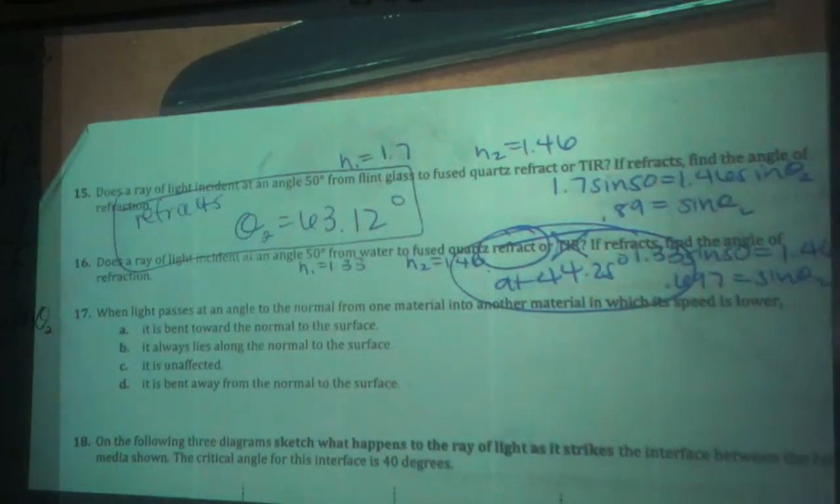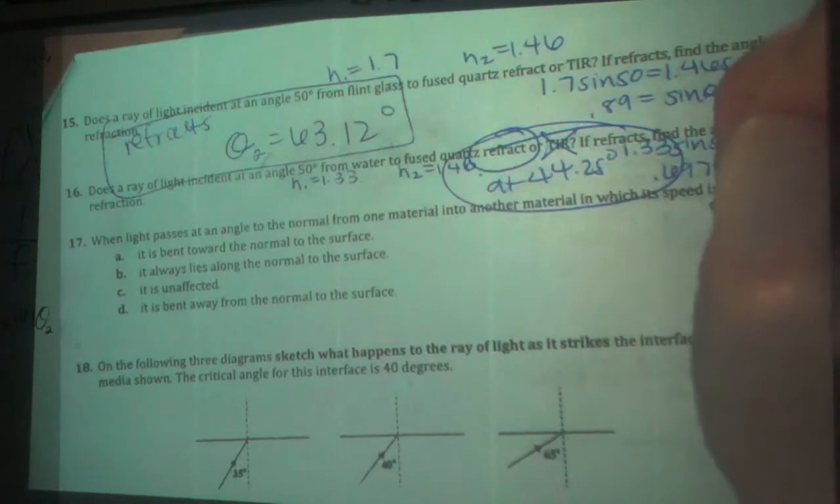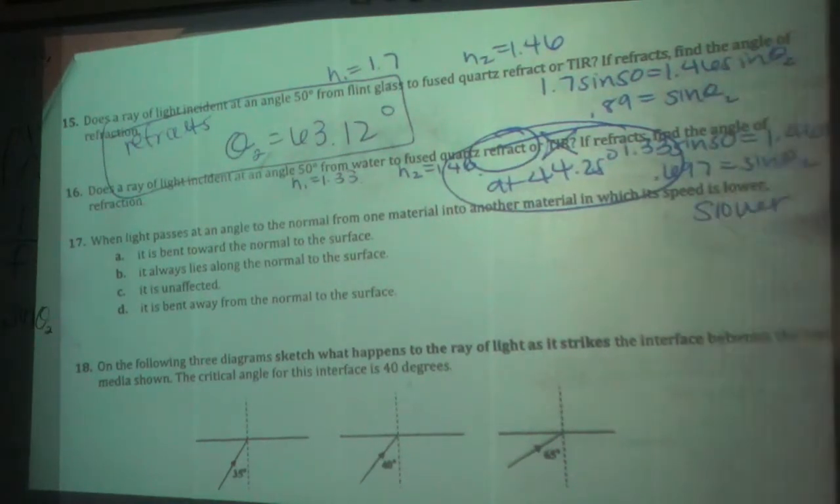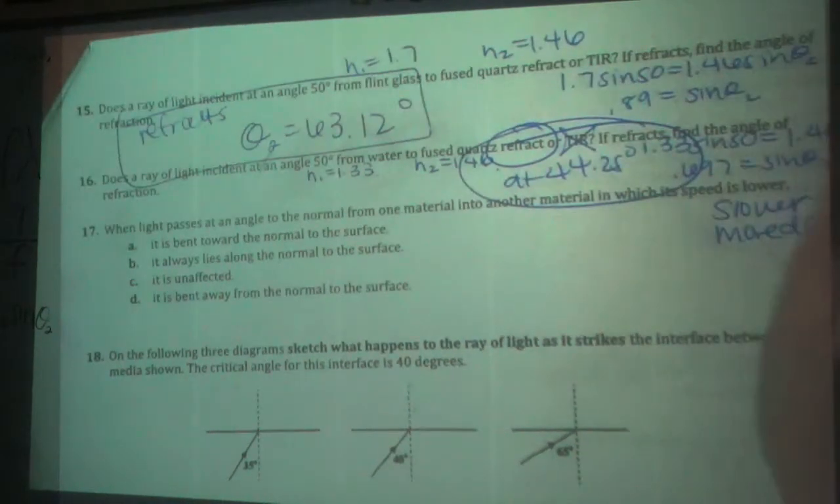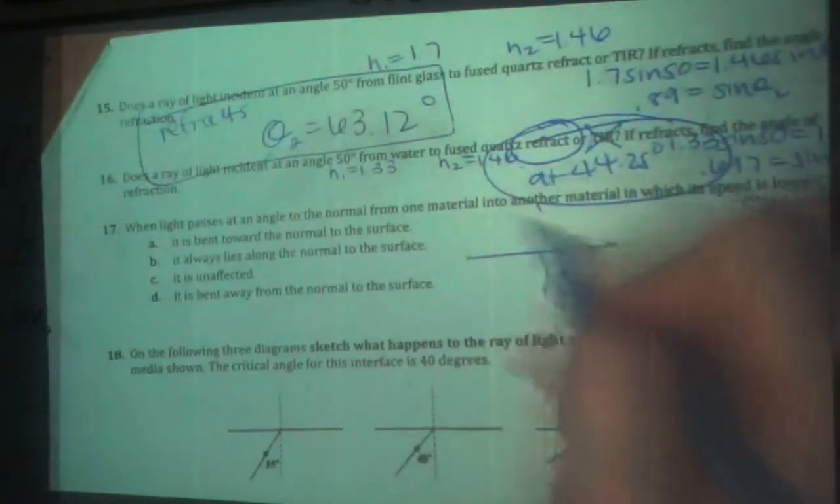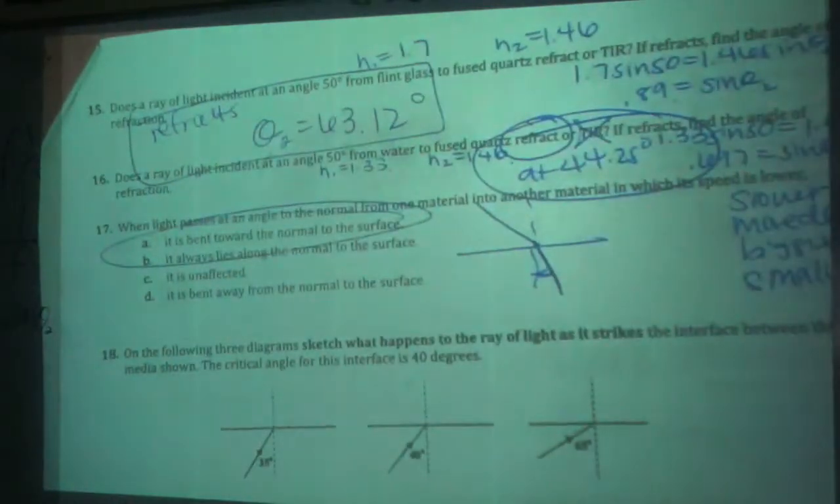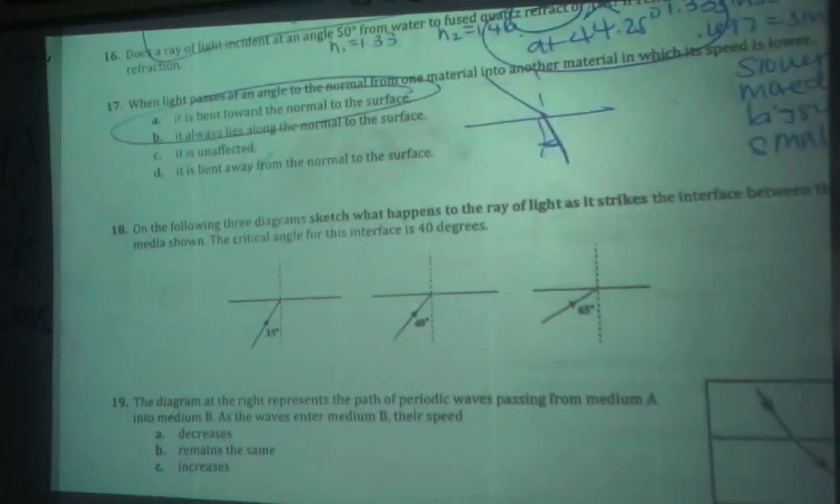When light passes at an angle to the normal from one material into another material in which the speed is lower, okay, if the speed is lower, that means it's slower. If it's going slower, that's more dense. So that's a bigger n. A bigger n is going to be a smaller angle. A smaller angle would be closer to the normal, so then toward the normal.